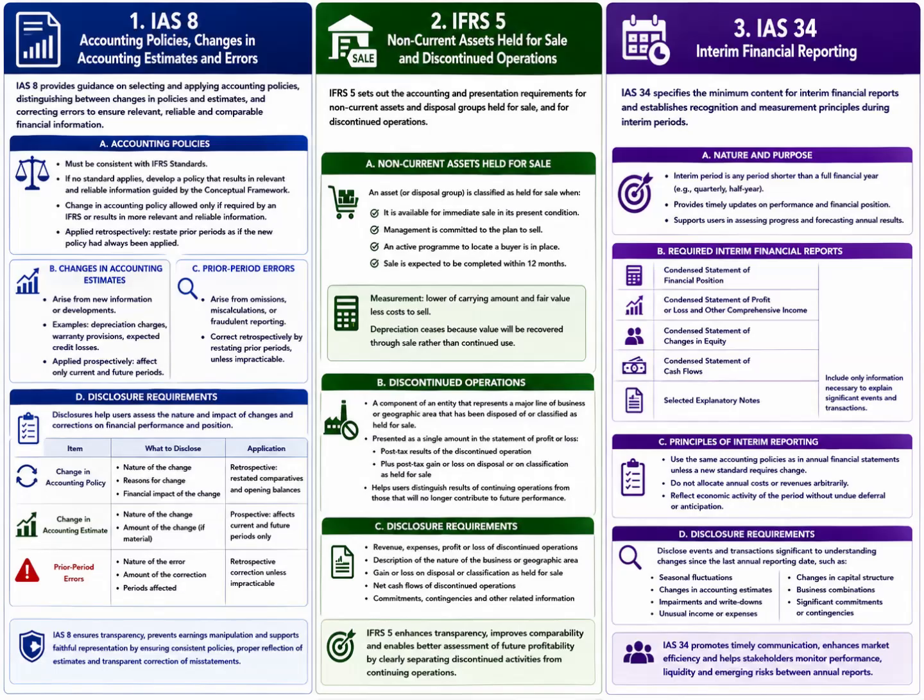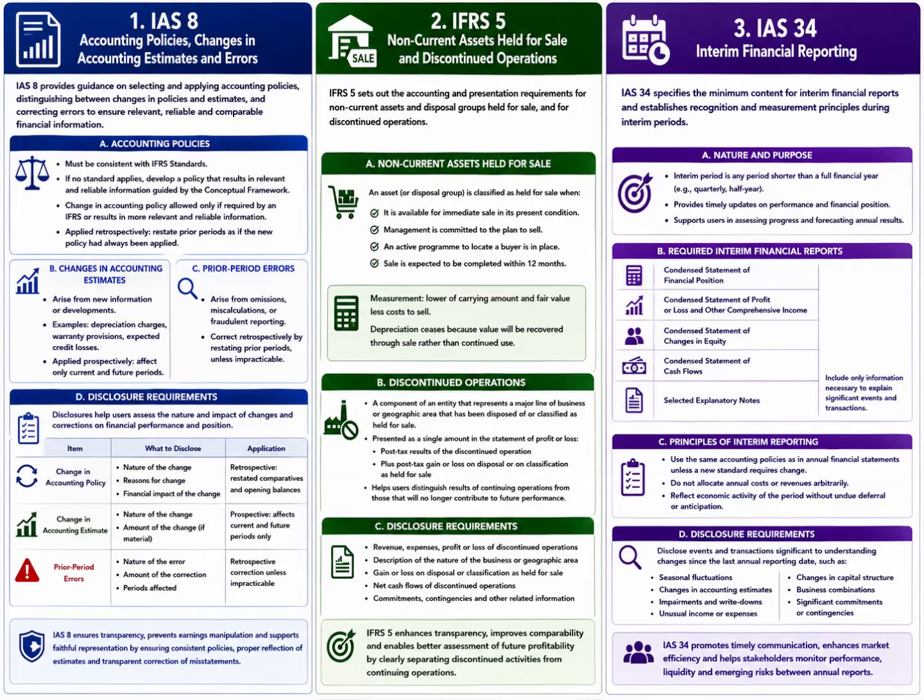Because interim periods are shorter, IS 34 recognizes that certain expenses and revenues may not be evenly distributed throughout the year. However, entities must avoid allocating annual costs arbitrarily. Instead, they must apply the same accounting policies as in the annual financial statements unless a new standard mandates change. The emphasis on consistency ensures that interim results can be meaningfully compared with prior periods and full-year expectations.